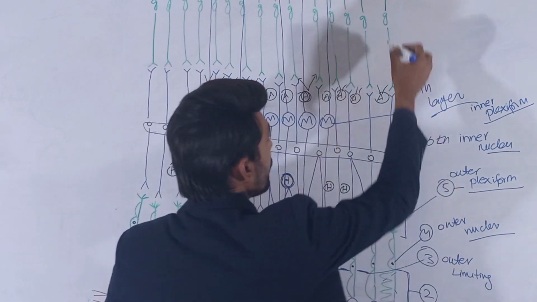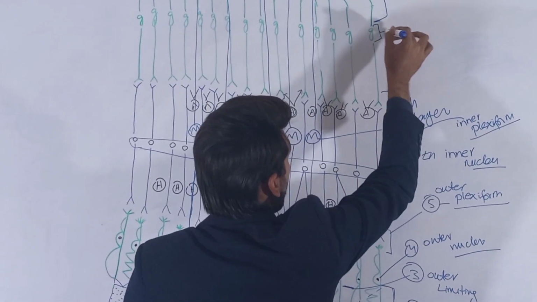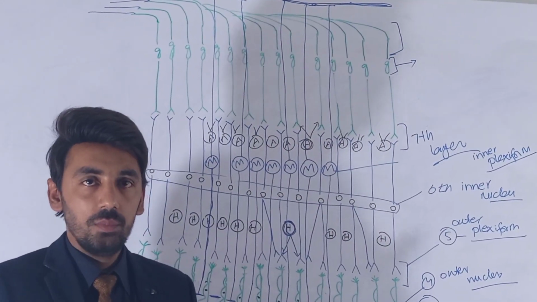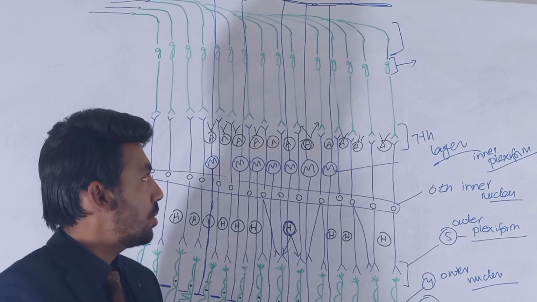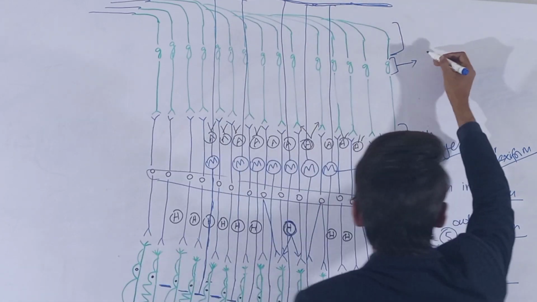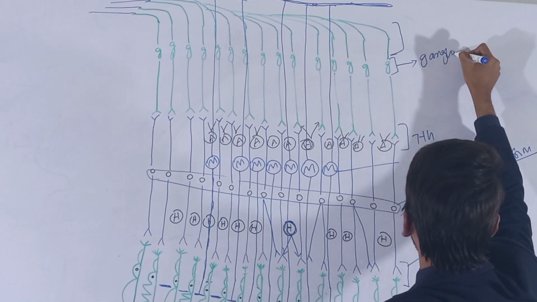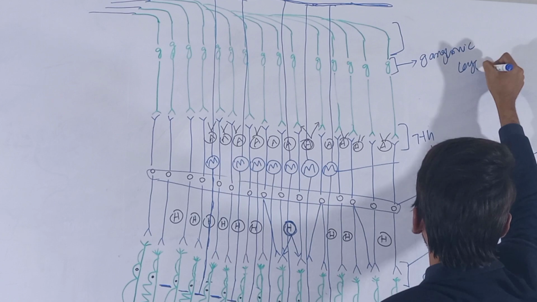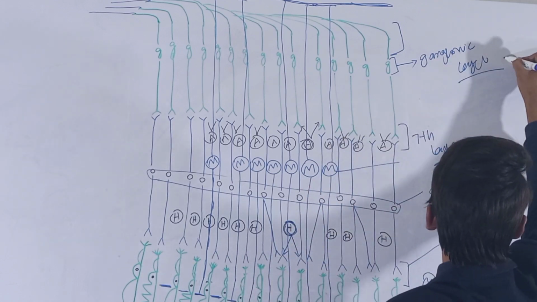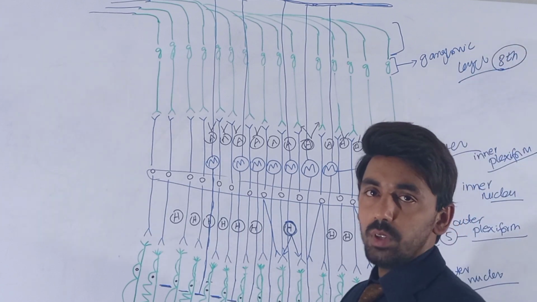And then this layer, which is exactly the ganglionic layer, does not have any specific name. Thank God they have the ganglionic layer, and this is called the eighth layer of the retina.